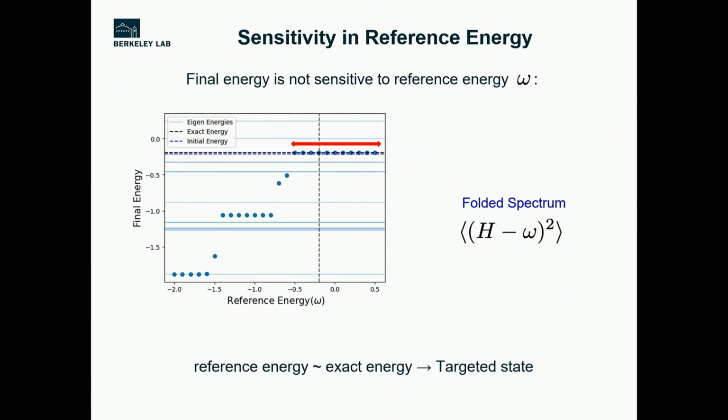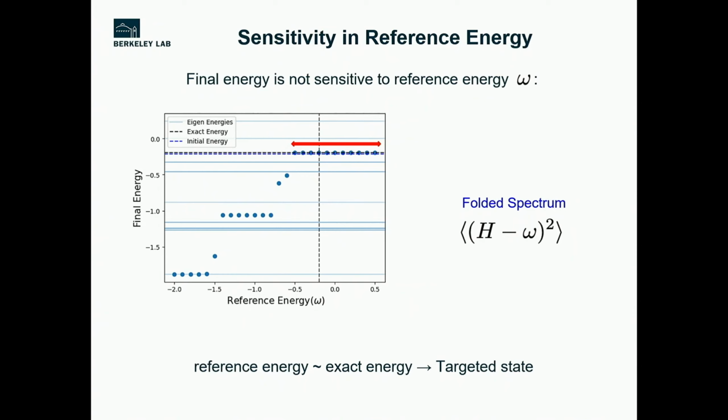Okay, so this is good, but in the previous example, I actually provided the exact energy, which we often don't have. So one would like to see that, even if I provide an omega, or a reference energy, a little bit different from the exact one, which is often the realistic situation, we should be able to target those. And luckily, we actually see that in this method.